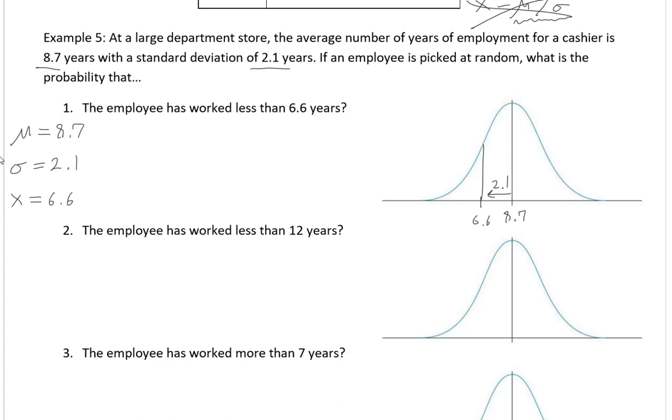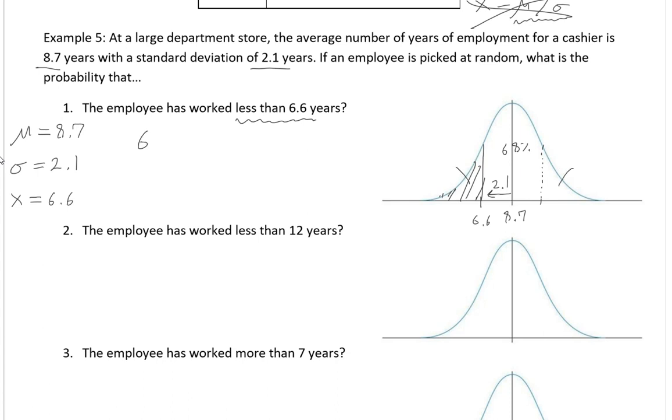And what we're trying to find is less than 6.6. We're trying to find this area down here. Notice that 6.6 is an exact amount of standard deviations away, so we can apply the empirical rule in this case. 1 standard deviation away in both directions represents 68%. And I just want one of these tails.